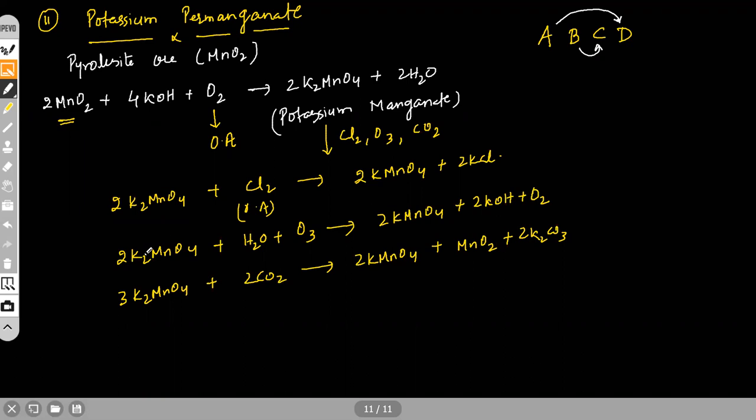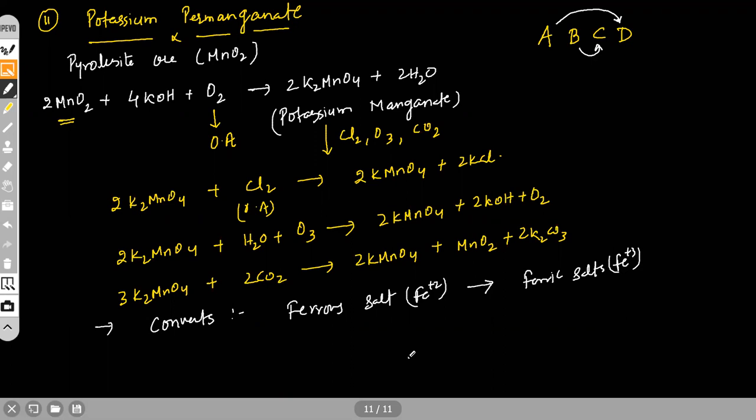Okay, some properties of this, write down. It is a purple colored crystalline compound. These reactions are important: it converts ferrous salt, Fe2+, into ferric salt, Fe3+. It also converts iodide, KI, into iodine, and H2S oxidizes into sulfur.